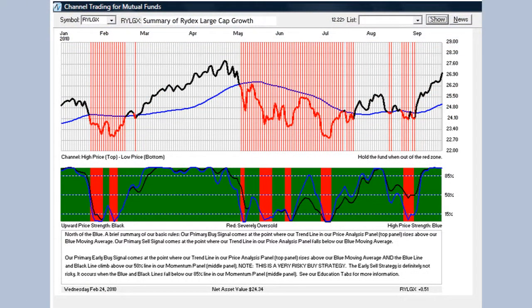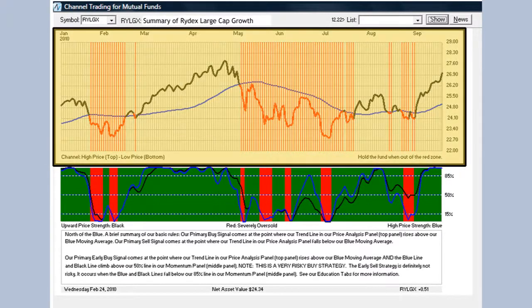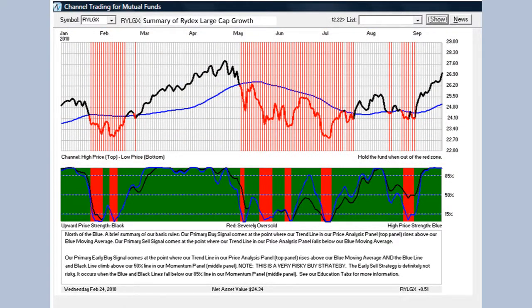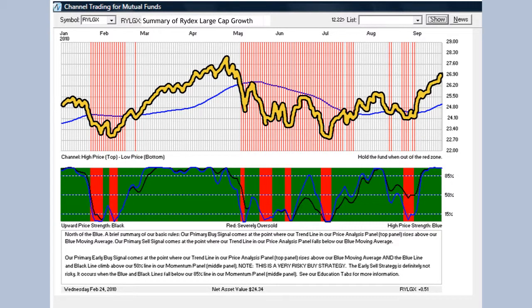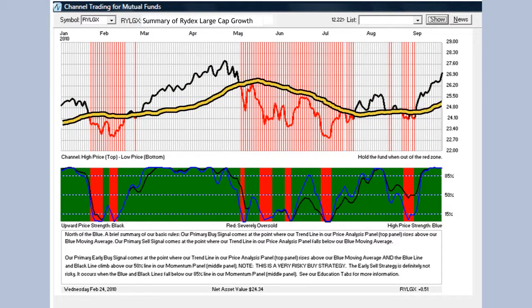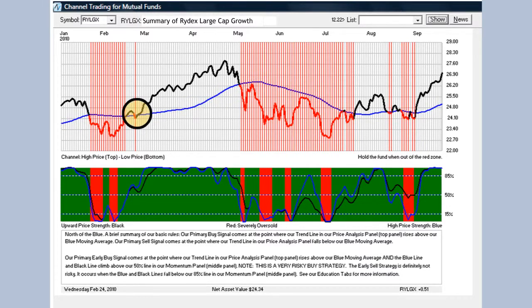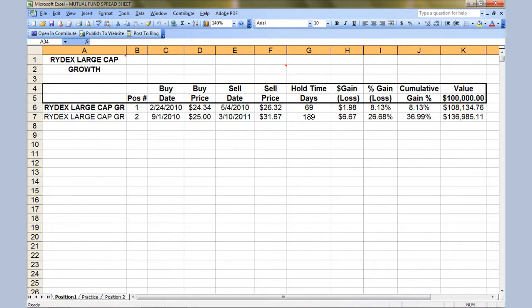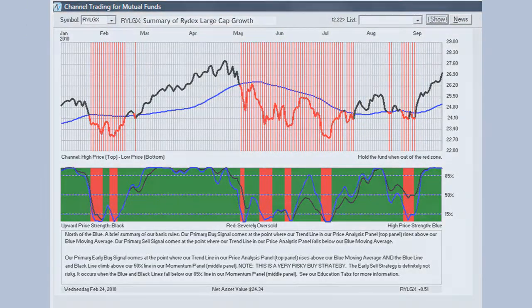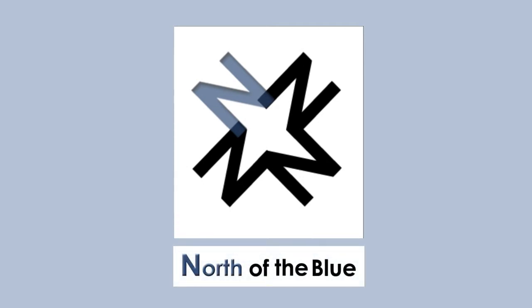To recap, we have seen what makes up the moving average graph. We have learned how to identify where and when the black price line has crossed the blue moving average line in both an upward and downward direction. We have learned how to find the date and price at this point. We have learned how to enter the information into the investment spreadsheet in order to view the results of buying and selling at these points. This is basically all there is to using North of the Blue to manage your investment account.